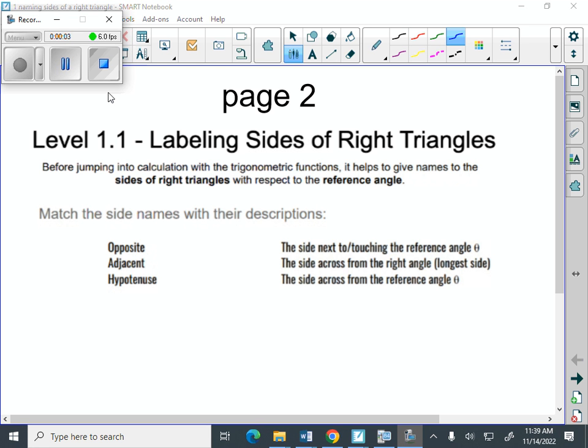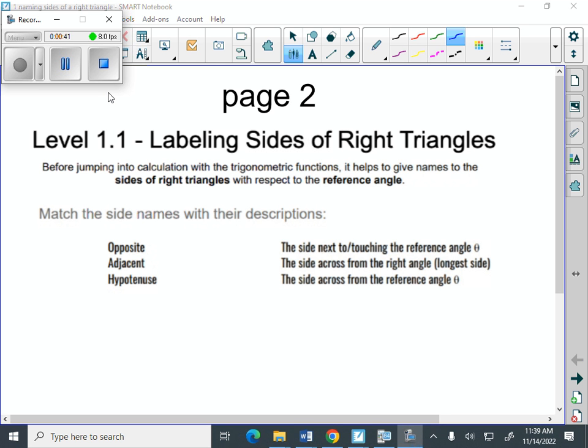We are starting our trigonometry unit today, and we need to be able to label a right triangle in order to do everything in this unit. There are some parts to the triangle that we'll get into more specifically in a few minutes, but we are going to give names to the sides of the right triangle with respect to the reference angle, the given angle that we're working with.